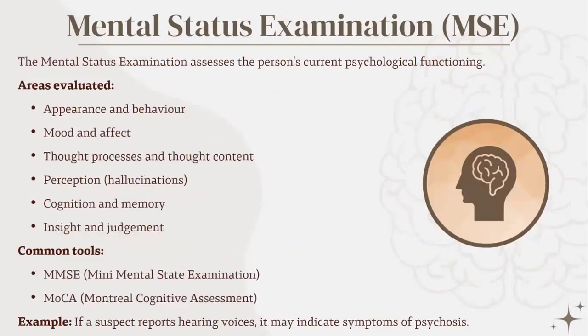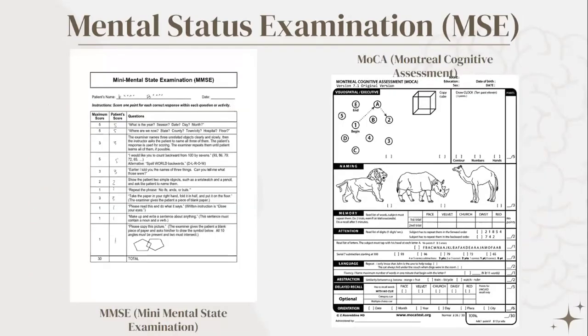Mental status. That is very important to see: the appearance and behavior, his or her mood and affect, thought process, thought content, perception, whether he has any hallucination, illusions or not, cognition and memory, whether memory is intact or not, whether his or her cognition is good or not, he can think properly or not, insight, judgment. So we have some scales, mini mental status examination, cognitive assessment. On that basis, we are assessing the mental status examination of the subject. Next. So this is the tool. Next.